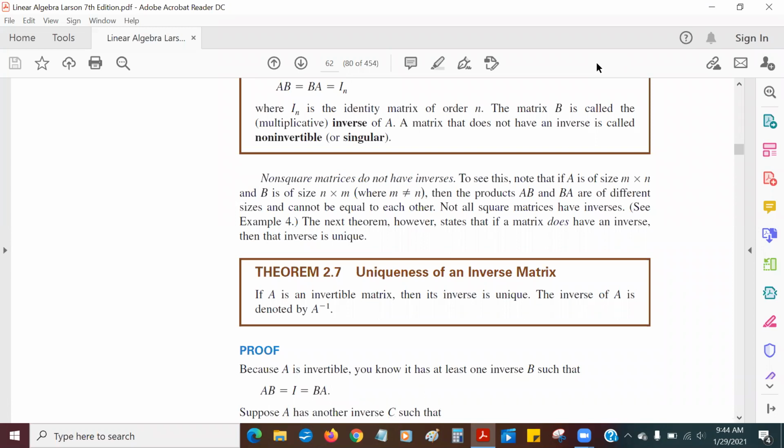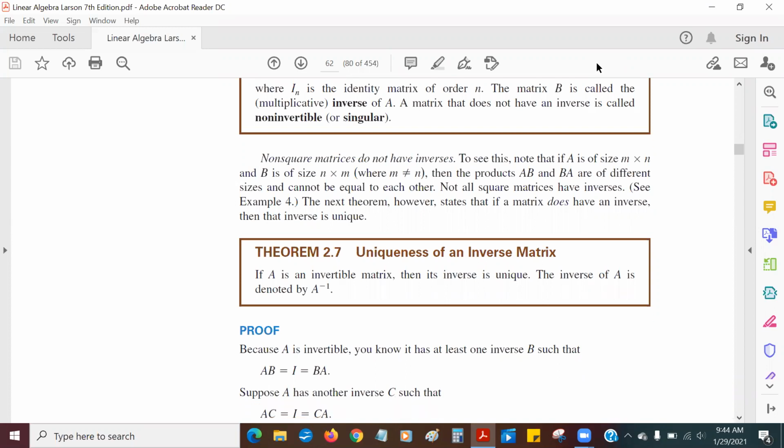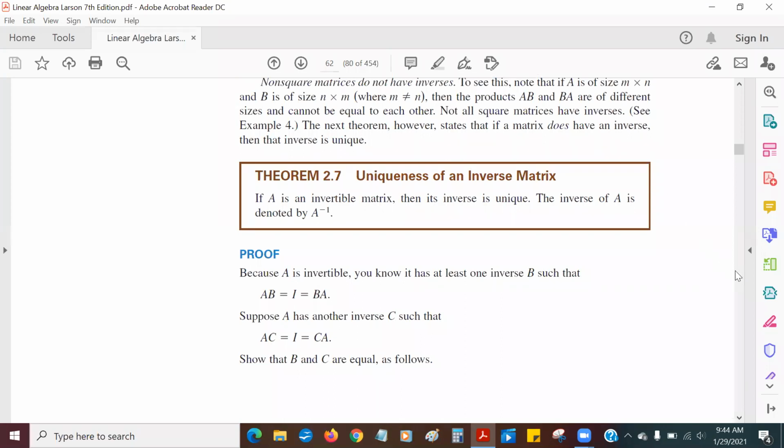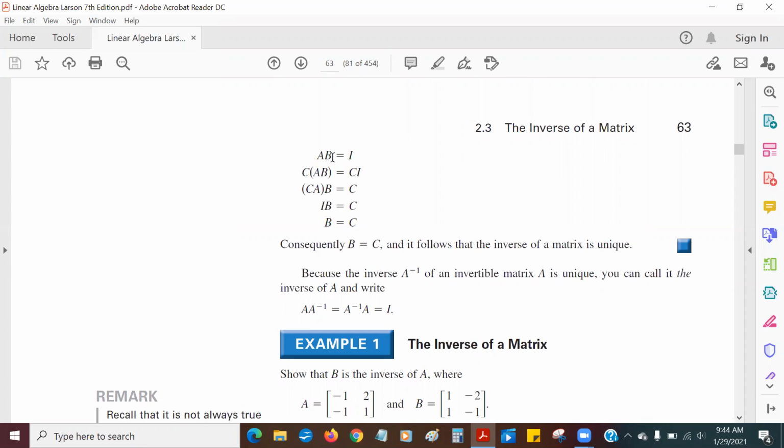So let's make a supposition. This is what they call proof by contradiction. Let's assume that A has another inverse, we'll call it C, which means AC and CA also both equal the N by N identity matrix. We're going to show that B and C are equal to each other. We know that AB equals I, the identity, and I'm going to multiply both sides by C on the left side. So C times parentheses AB equals CI. But we know that matrix multiplication is associative, so I can write this as CA times B equals C. But we also know that CA is equal to the identity, because that was our supposition, which means this is really equal to IB, and IB we know is just B, because that's what the identity matrix is.